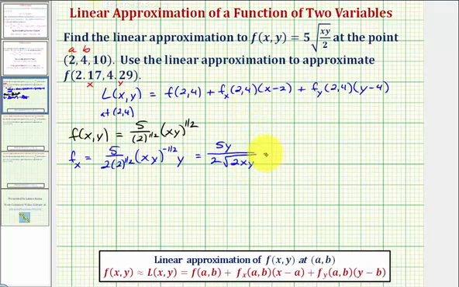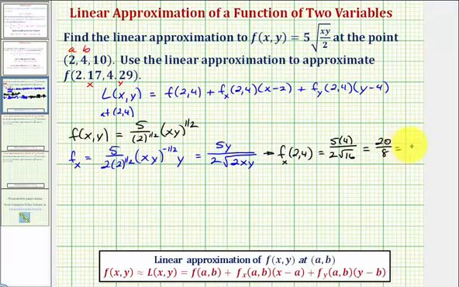Now we want to evaluate this at the point 2 comma 4. So we'd have 5 times 4 divided by 2, and then we'd have the square root of 2 times 2 times 4. That's the square root of 16. So this simplifies to what? 20 over 8. Common factor of 4. This simplifies to 5/2.